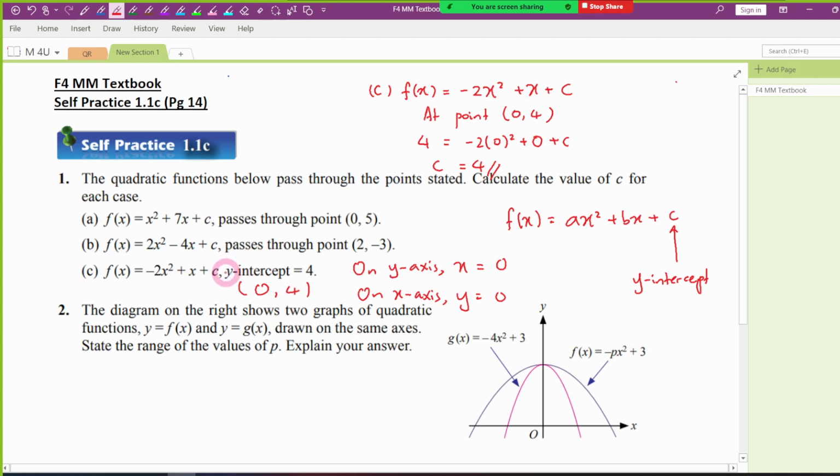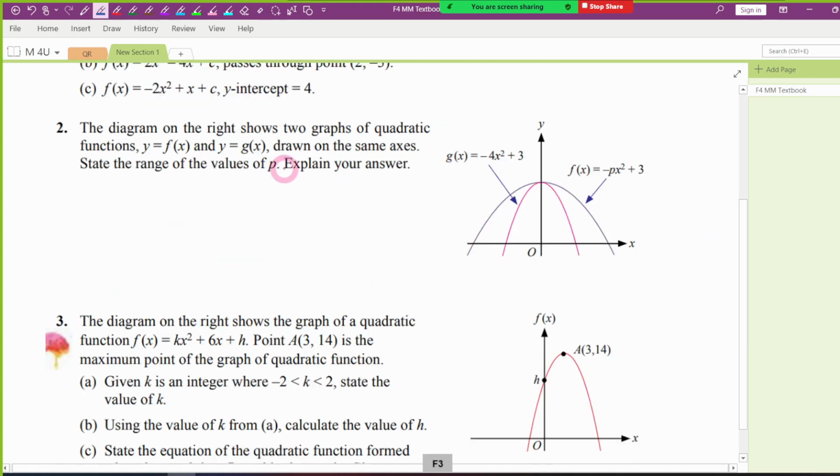Now let's look at question number 2. The diagram on the right shows two graphs of quadratic functions. So this one is y equal to f of x, and this one, red color, is y equal to g of x, drawn on the same axis. State the range of values of p, and we want to explain our answer. Okay, now this is y equal to g of x, which is g of x is negative 4x squared plus 3.